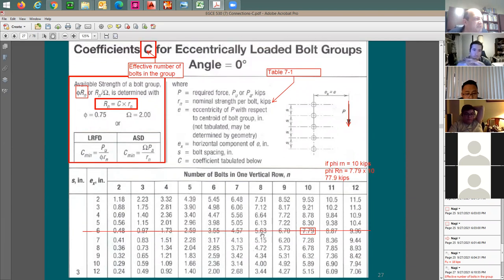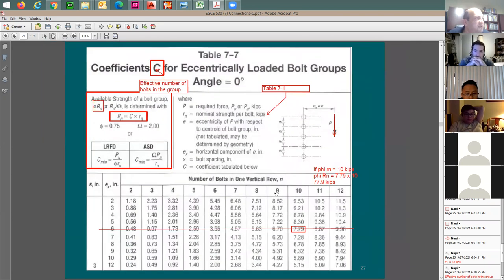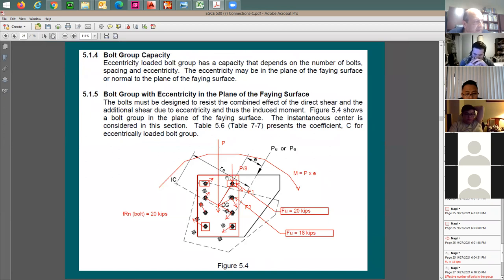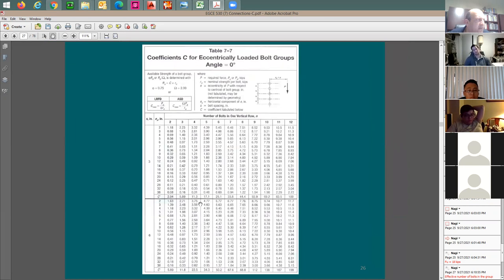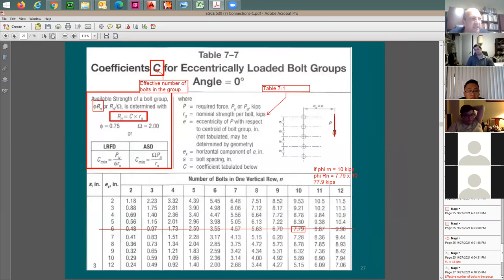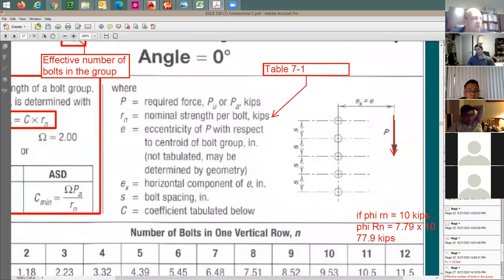Because of the effect of this type of forces, rotational forces like this, not all bolts are going to be loaded to the full load, the phi R_n load, right? Some of them are going to be loaded less. So in a case like this, for each one of these bolts, I'm going to pick the top one. It's going to be equal to P_u divided by n. And then I'm going to have another component running like this, and it's going to be a horizontal force.